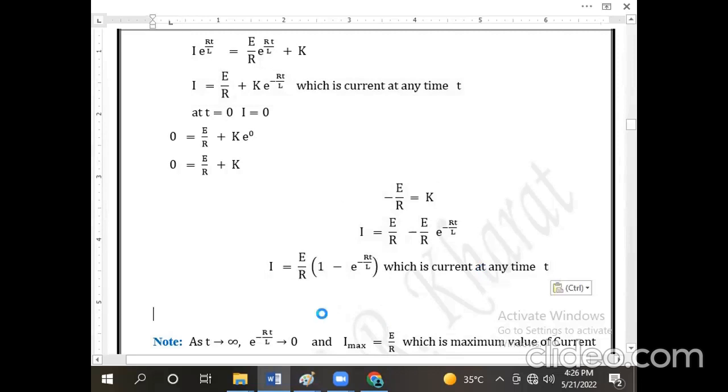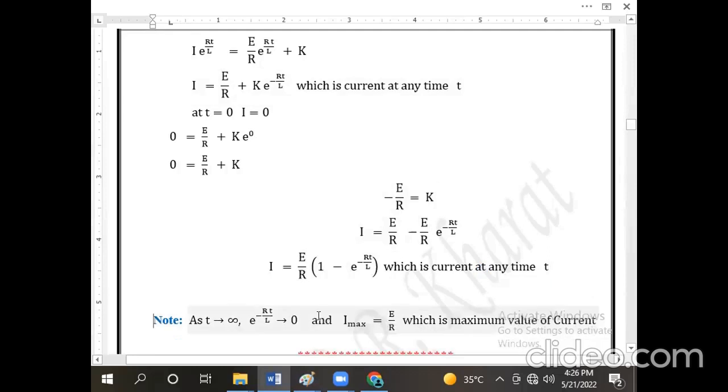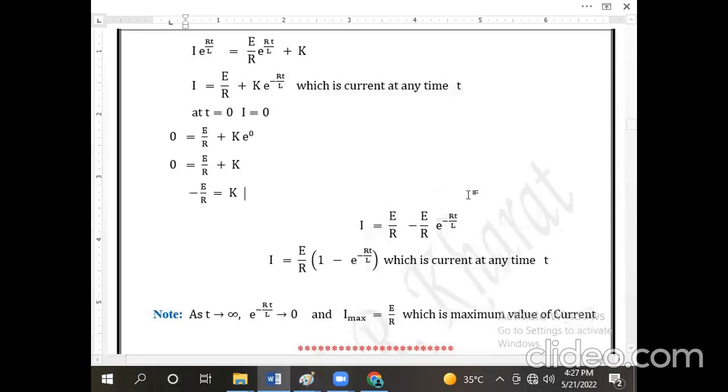We know that as time elapses, the current flowing through the given circuit increases. So we say that as t tends to infinity, the value of e raised to minus Rt upon L tends towards 0. It means the current reaches its maximum value. So the maximum current flowing in the circuit is given by I max is equal to E upon R. So in this way, we can find the current flowing through your LR circuit.